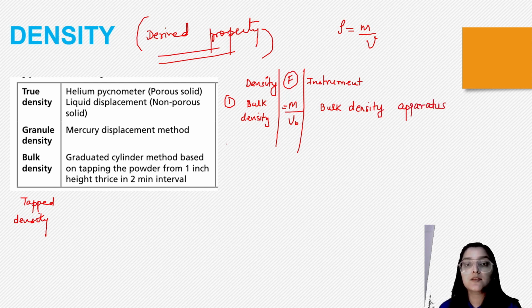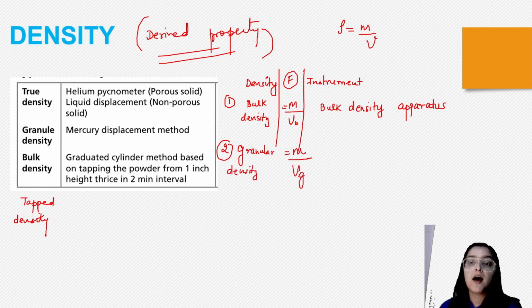Next, corresponding to the granules is your granular density, which will be the ratio of mass of granules upon granular volume, right? The method of determination of granular volume will be the mercury displacement method. Very important from exam point of view. Direct questions can be asked. Mercury displacement method.